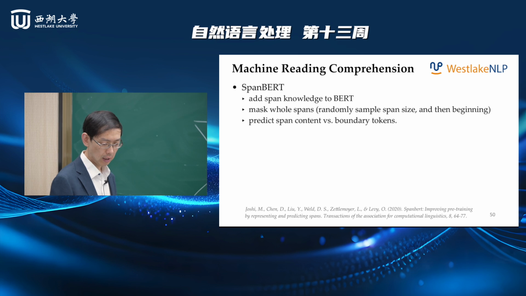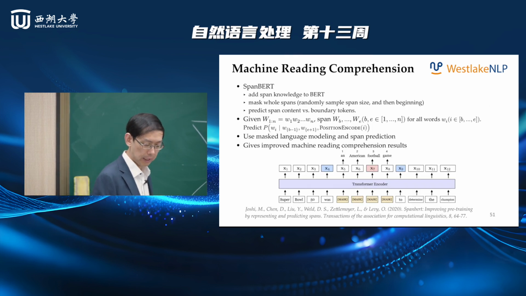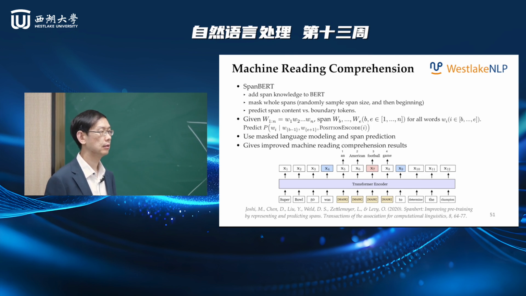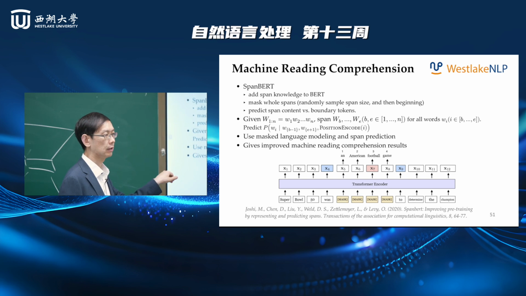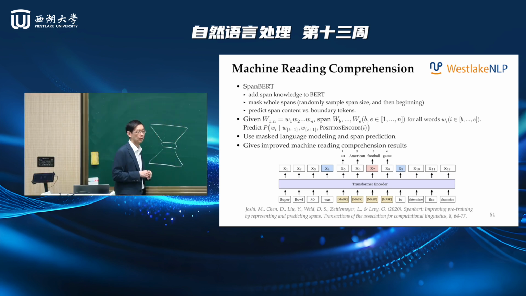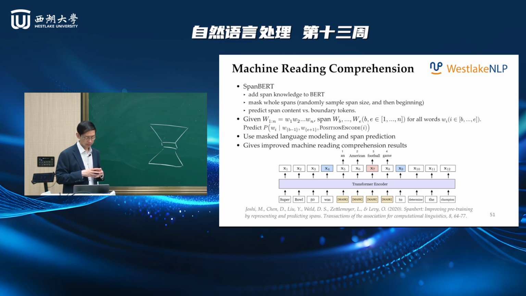And how do we do that? We can mask whole spans and then ask the pre-trained language model to predict the masked span continuously. And when we predict the masked span, we use the two neighbor words of the span as the source of information. In this picture, the yellow tokens are the masked span. The blue tokens are the neighbors we use for predicting the span.